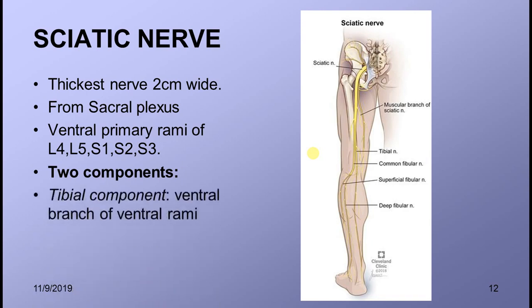It has got 2 components, a tibial component and a common peroneal component. So you have a common peroneal component and a tibial component. Actually they divide somewhere at a variable distance from the popliteal fossa, mostly coinciding with the superior angle of the popliteal fossa. So that is about the tibial and the peroneal components.